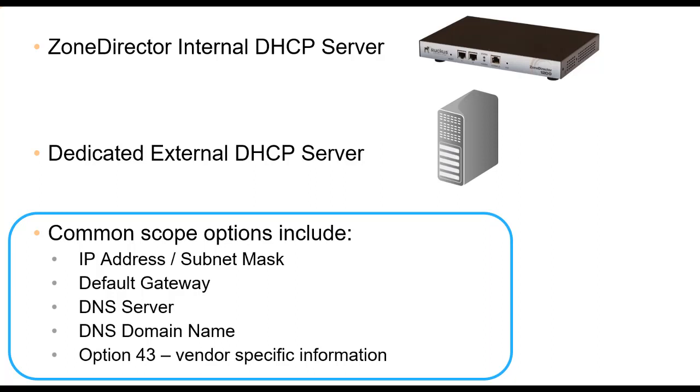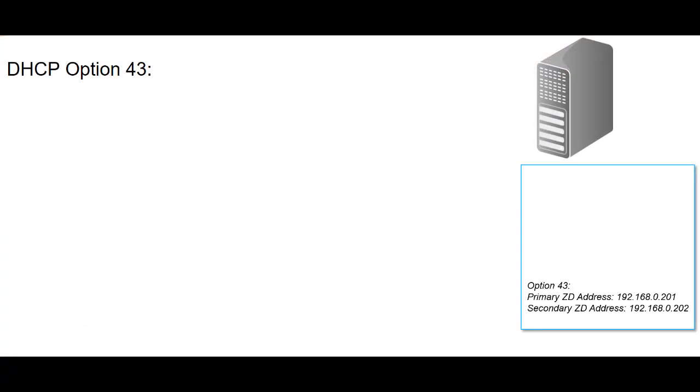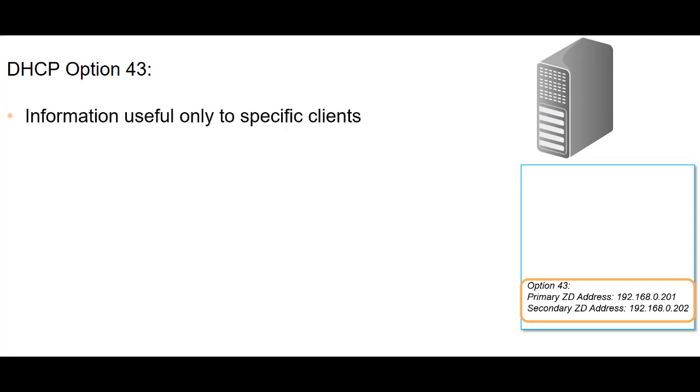The DNS server and DNS domain names are standard settings within a DHCP scope. And option 43, which isn't required, is an extremely useful way to get targeted information to the access points, and we'll look at that next. Option 43 provides you with the opportunity to add the Zone Director or Zone Directors' addresses to the DHCP scope. Option 43 is information that's really only useful to specific clients. In this case, it's Ruckus access points. They're the only clients that would need to know this.